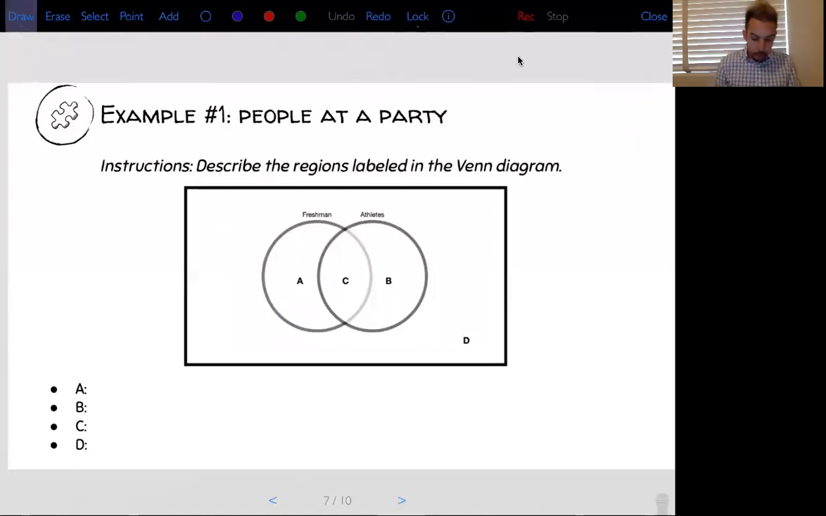So let's start with the first one, A. So if you're in the set A, we know already that you are freshmen because you're in this first circle in here on the left. However, you're not in this second circle on the right, the athlete circle. So if we want to describe who you are, the region A, I would mention is freshman, not athlete.